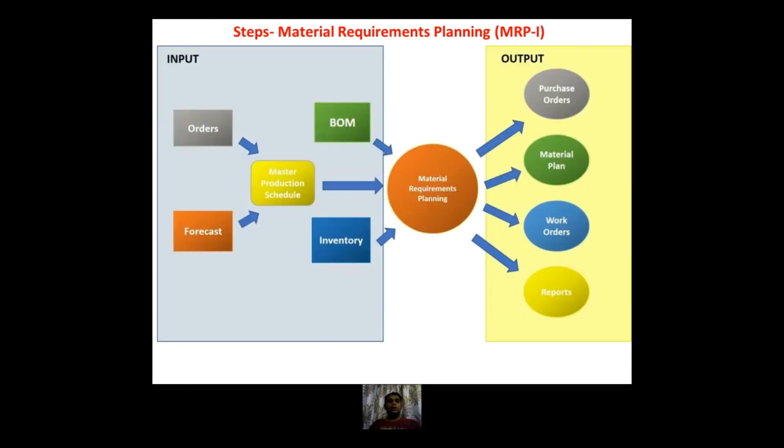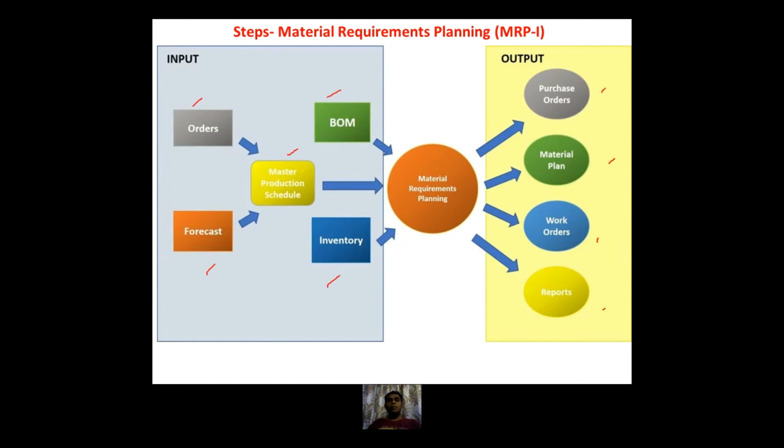Next part. Now these are nothing but the possible inputs to the materials requirement planning. We'll just discuss the possible inputs: orders, bill of materials, master production schedule, forecast, inventory control are given to this materials requirement planning, that is to MRP, which is also called as MRP1, and the output which is generated is defined as purchase orders, material plan, work orders, reports, etc.